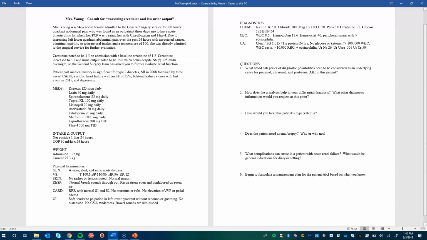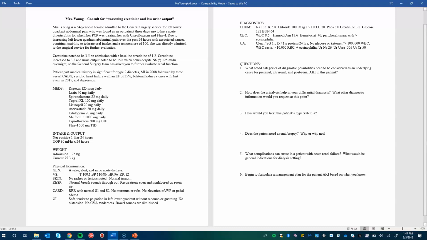You can see what her UA shows there. She's got greater than 100,000 white blood cells. She's got some white blood cell casts, a little bit of RBCs. She's got positive eosinophils in her urine. So let's talk about her a little bit.